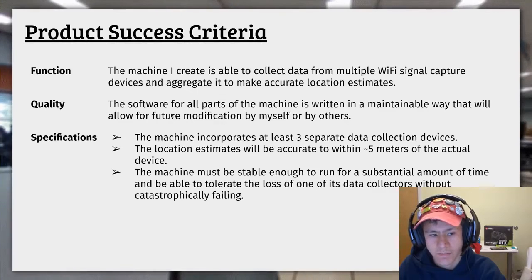For the specifications of the final system, I said that the machine needs to incorporate at least 3 separate data collection devices, because that's the minimum for trilateration. I said that the location estimates need to be within approximately 5 meters of the actual device. That way the location estimates can be considered useful. And finally, the machine needs to be stable enough to run for a substantial amount of time and tolerate the loss of its data collectors without catastrophically failing. The last part is especially important because I plan to set up my tracking machine inside a public place where people are prone to inadvertently damaging it by tripping over a cord or smacking into them.